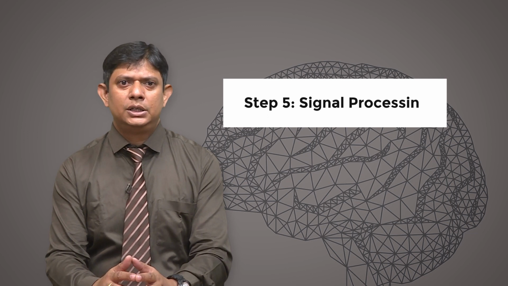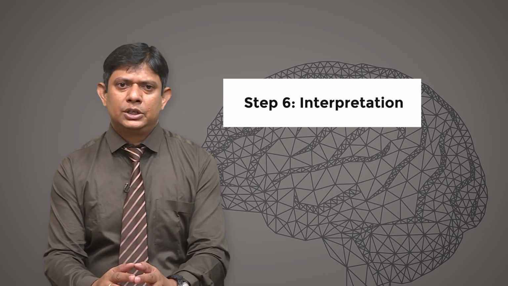The fifth step is signal processing. The recorded EEG signal is often subjected to various signal processing techniques. Filtering is commonly used to remove unwanted noise and focus on a specific frequency band of interest. Additionally, data can be segmented to analyze a specific event or brain state. Finally, the interpretation step. The resulting EEG waveform is presented graphically as a series of wave patterns with different frequencies. Each frequency band is associated with different cognitive and physiological states.